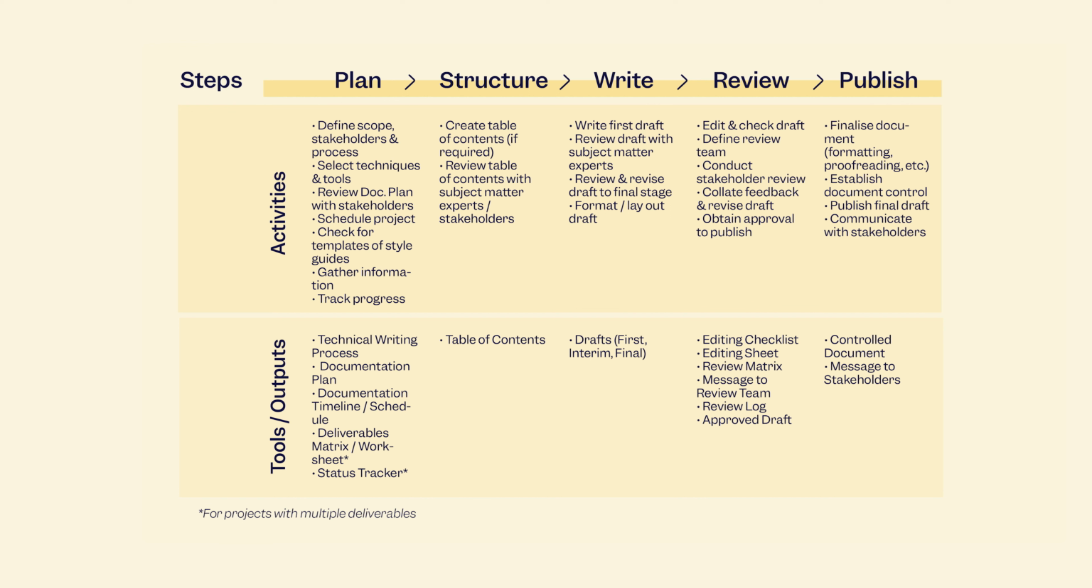Effective technical documents require that an information architect, the technical writer, understands how critical it is to take a strategic approach and use available resources long before they sit down and start writing. Here, we are going to show you the technical writing process identified by Kieran Morgan, which was first published in his book, Technical Writing Process. The technical writing process comprises 5 steps: plan, structure, write, review, and publish.